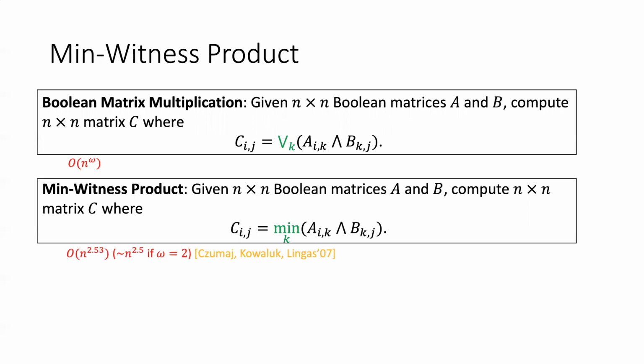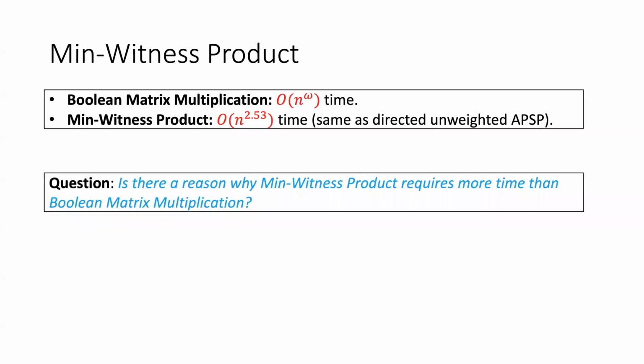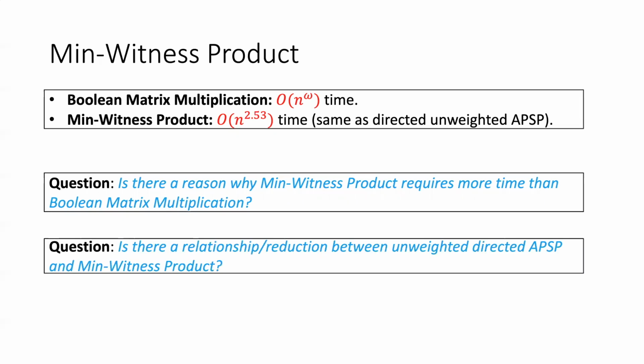In the minimum witness product problem, we instead have to find the minimal k such that A_ik and B_kj are both true. And the current running time for minimum witness product is exactly the same as that of directed unweighted APSP. So a natural question is, why does minimum witness product require more time than Boolean matrix multiplication? And also, because the running times of minimum witness product and unweighted directed APSP are the same, it's natural to ask whether there is a relationship or reduction between these two problems.